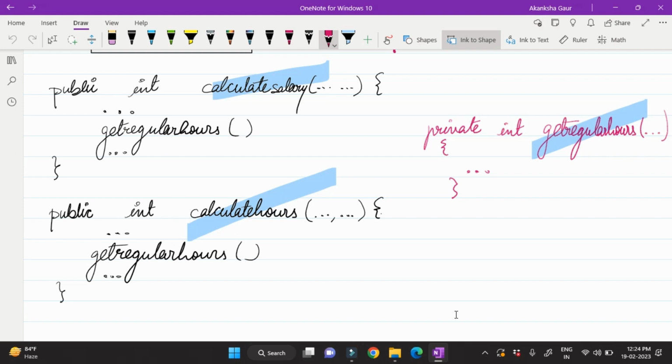So how do you establish SRP? The answer is very simple. You just need to break down your class. That means one class should only cater to one business need or one business functionality.